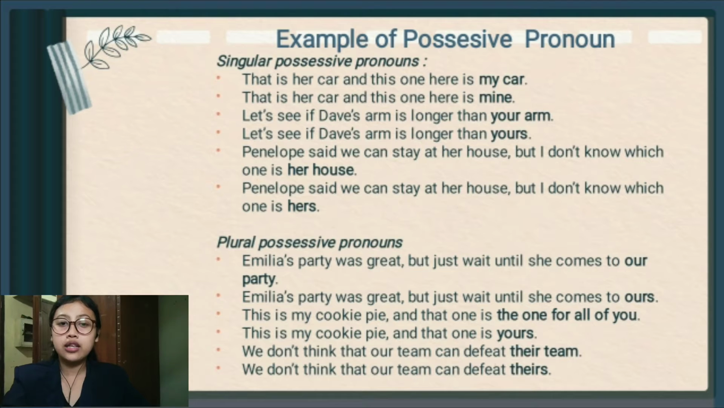Next, in plural, it could be, Emilia's party was great, but just wait until she comes to our party. For the second one, Emilia's party was great, but just wait until she comes to ours. And then, this is my cookie pie, and that one is the one for all of you. Well, everyone, as I said earlier, to shorten the time limit of this video, you can read the rest of the examples in plural on the slide.